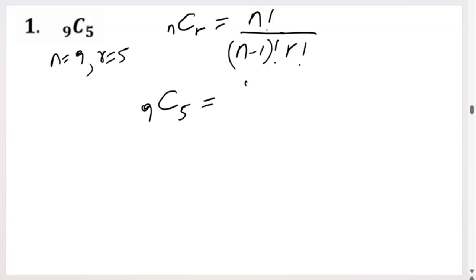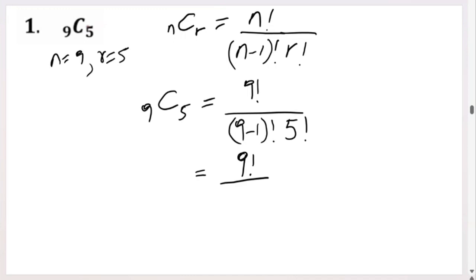So my n is 9, so you've got 9 factorial divided by (9 minus r) factorial. What is my r? My r is equal to 5. So I've got 5 factorial. So I've got 9 factorial divided by (9 minus 5), which is 4 factorial, times 5 factorial.